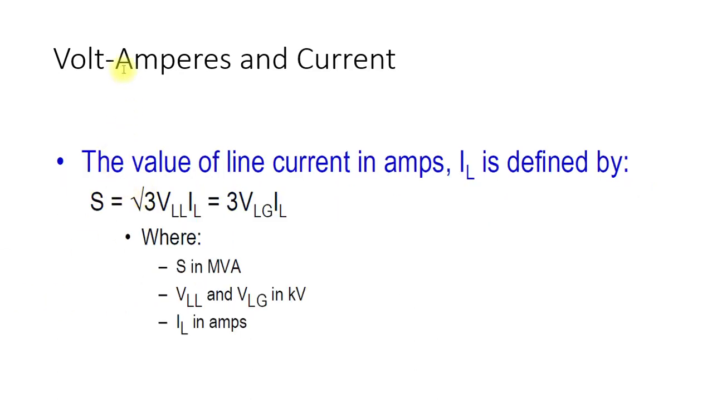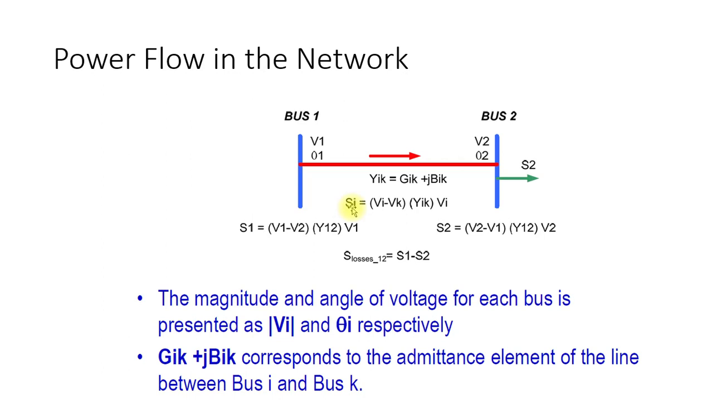Similarly, for the volt ampere and the current relationship, we can write that power is equal to root 3 V line to line into I line, which equals 3 V line to ground into I line, where S is in MVA, V line to line and V line to ground are in kV, and I line is in amperes. If we get a feel for these quantities, we can use them to calculate the flow in the network or solve the equations in the network. This comes from basic network analysis.